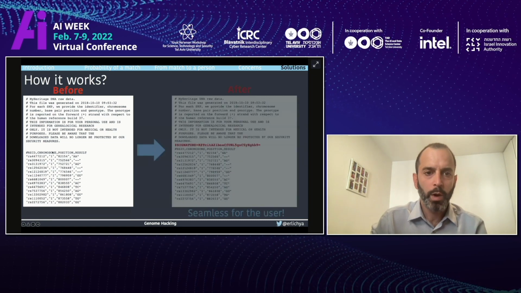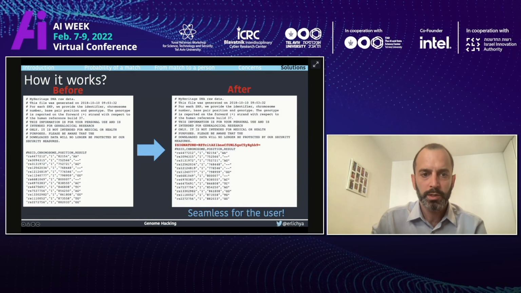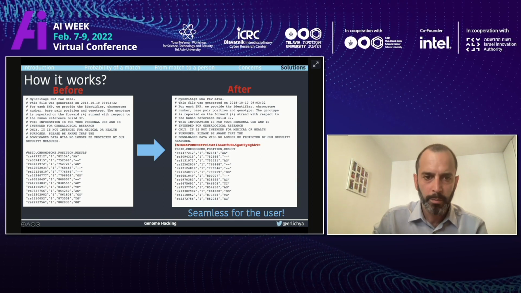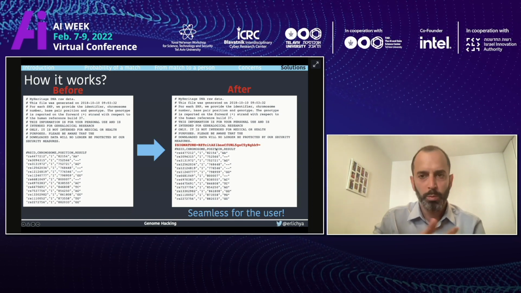And we will just add one more line to this data, which is the signature. So we'll sign the file. The lab that produces the data will sign it. It will be seamless for the user.